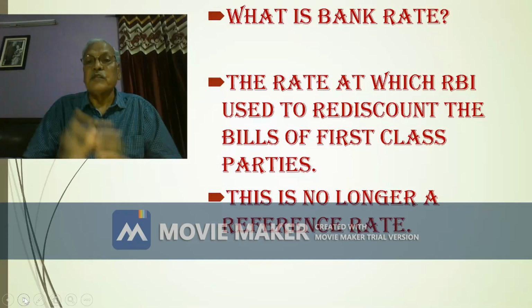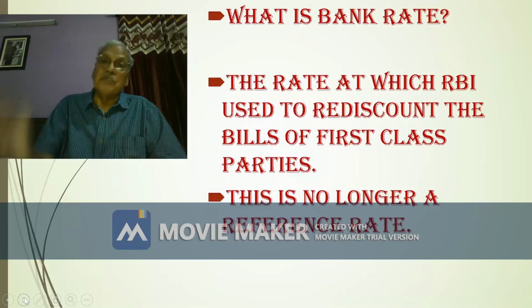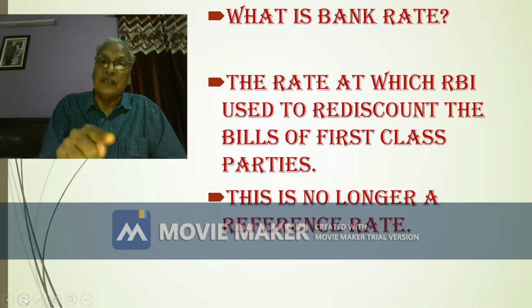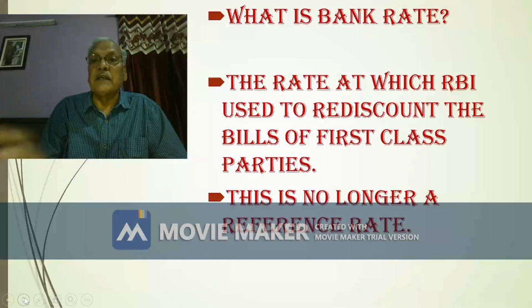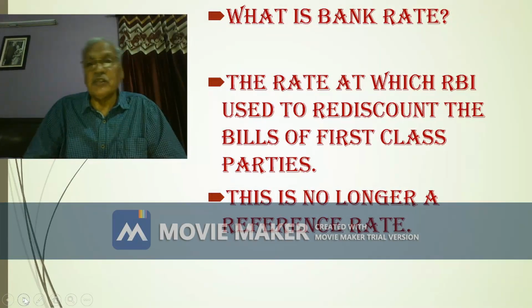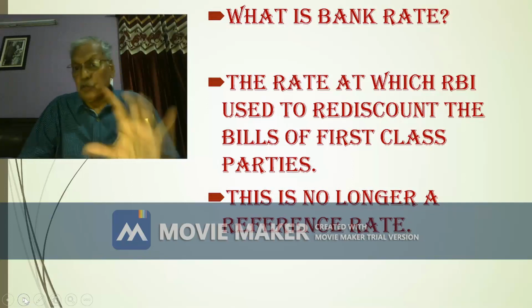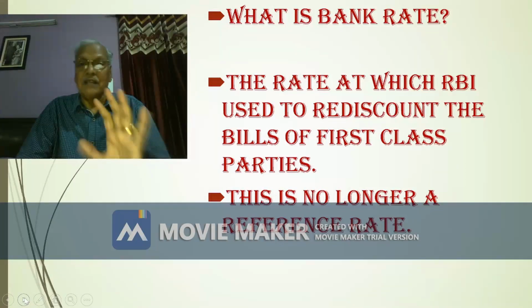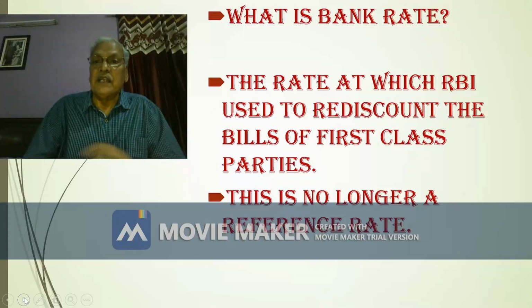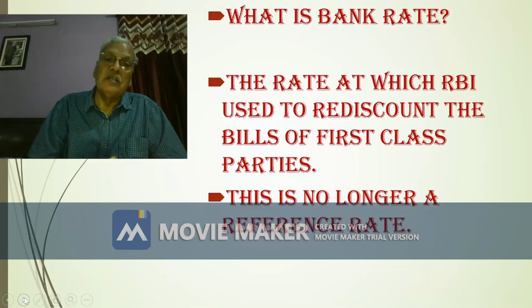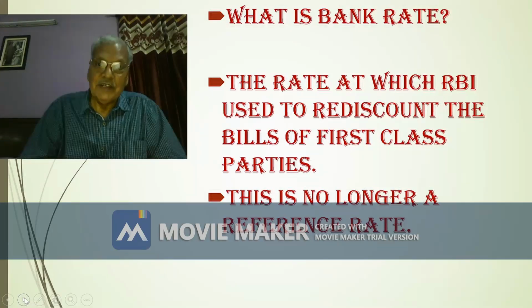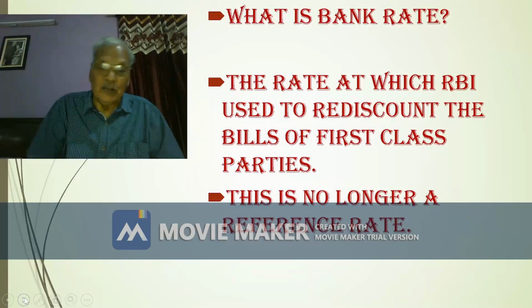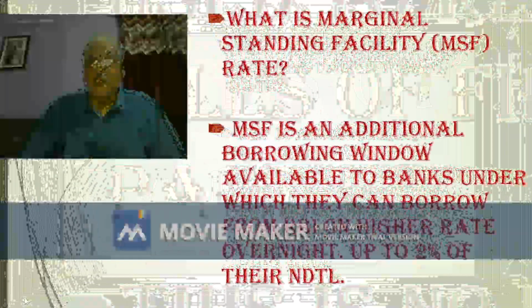If you fail to maintain this level, RBI imposes penalties, and that penalty for the first default is bank rate plus 3%. For second or subsequent defaults, bank rate plus 5%. In both cases, CRR and SLR, it is bank rate plus 3% for the first default, bank rate plus 5% for second and subsequent defaults. So I hope all of you are now very clear about the bank rate.